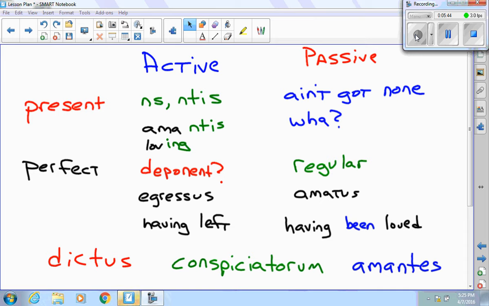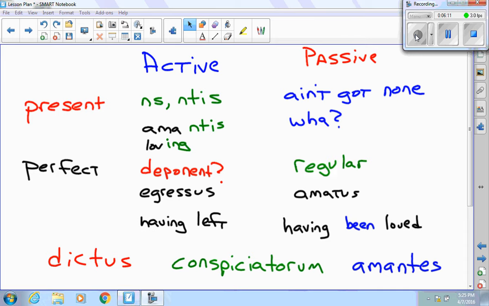But we do have two types of perfects. We have the perfect active and we have the perfect passive. What I ask myself, when I see something I know as a perfect participle, is: is it a deponent? That's the question mark. If it is, such as egressus, then it is perfect and active. If it is not a deponent, it is regular, then I have a perfect passive. Translations: having left for an active; having been is the key right here. Having is still used, but been is the key to create the passive voice, having been loved.